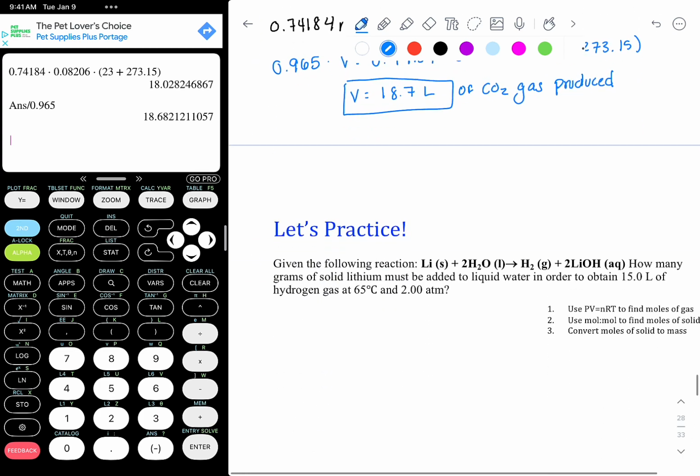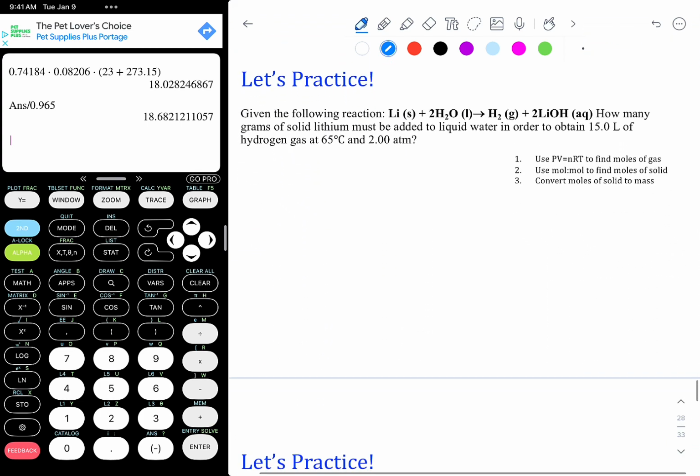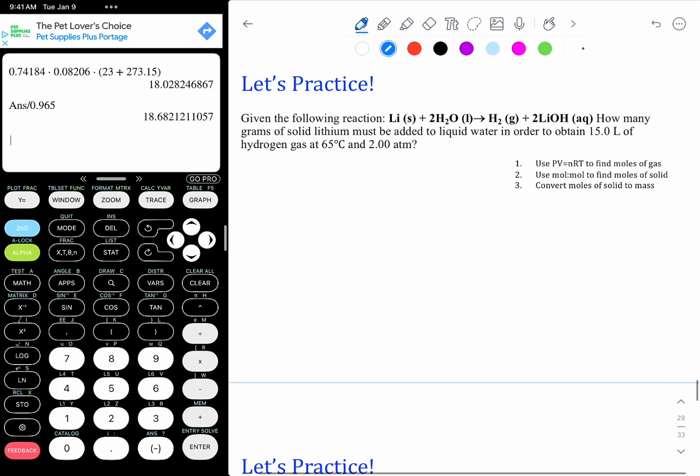Let's keep practicing. This one we're going to work backwards. So, given the following reaction, how many grams of solid lithium must be added to liquid water in order to obtain 15 liters of hydrogen gas at 65 degrees Celsius and 2 atm? So we're now looking for the mass of a solid given the volume of a gas. So we're going to work backwards. Our first step tells us to use PV equals nRT to solve for moles of gas.